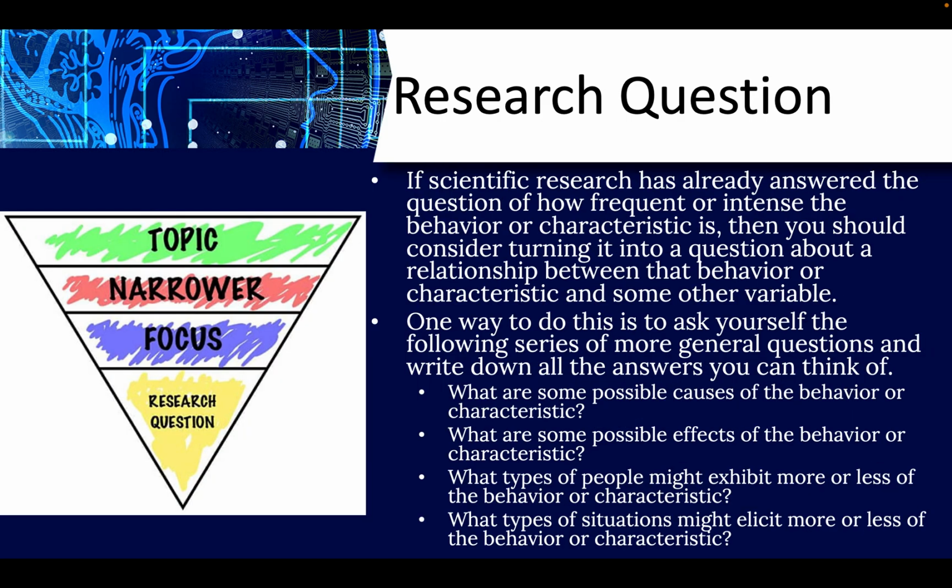If scientific research has already answered the question of how frequent or intense the behavior or characteristic is, then you should consider turning it into a question about a relationship between that behavior or characteristic and some other variable. One way to do this is to ask yourself the following series of more general questions and write down all the answers you can think of. What are some possible causes of the behavior or characteristic? What are some possible effects of the behavior or characteristic? What types of people might exhibit more or less of the behavior or characteristic? What types of situations might elicit more or less of the behavior or characteristic?